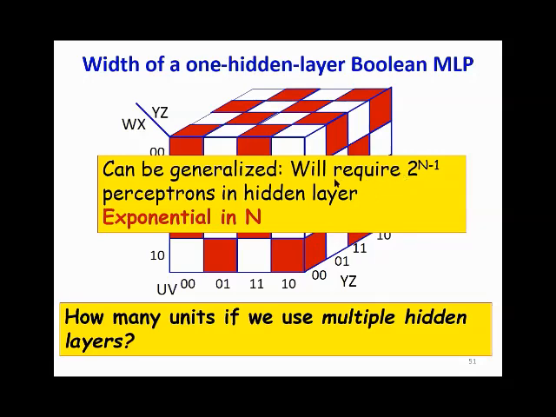Anyways, so here's my question for you guys. If I use more than one hidden layer, can anybody guess how many neurons I would actually require to model this function? Anyone? I'm guessing no guesses, right?